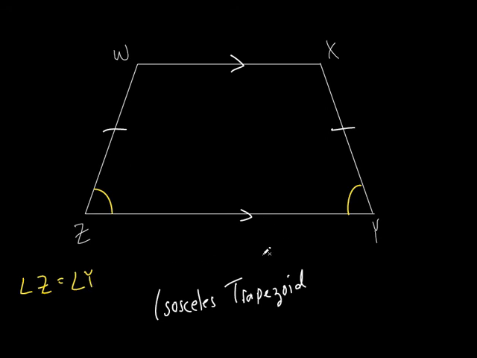Got it? What else do you think might be equal to each other as far as angles? W and X. W and X, absolutely. So angle W and angle X are equal to each other, so we could jot that down. We could say angle W equals angle X because it's an isosceles trapezoid. Those are also base angles, aren't they? They connect the legs to the base. Everybody good with that?